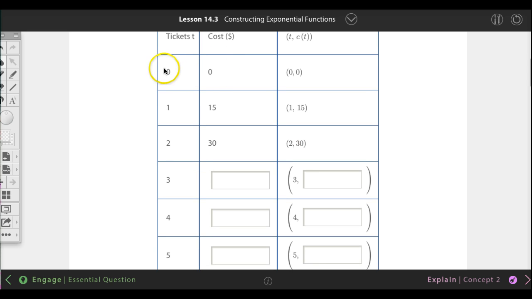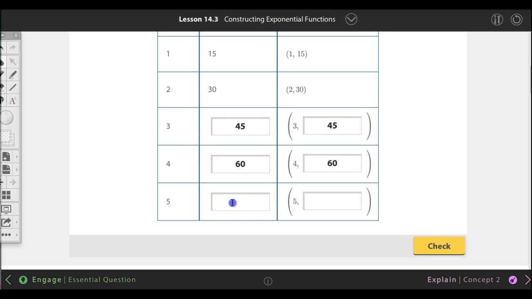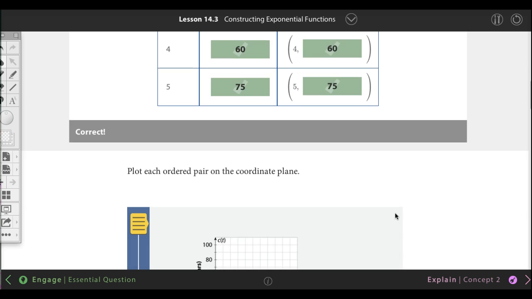So let's see. If you buy 0 tickets, it's going to cost you $0. So if you were to put it in ordered pair form, you'll just put 0, 0. If you buy 1 ticket, it's $15, so that will be 1, 15. Buy 2 tickets is 30. If you buy 3 tickets, it's going to be $45, so I'll put 3, 45. If I buy 4 tickets, it's going to be $60. Buy 5 tickets, I add 15 to 60. This is just a pattern, right? So that'll be 5, 75. I check my answer. Of course, I'm right.